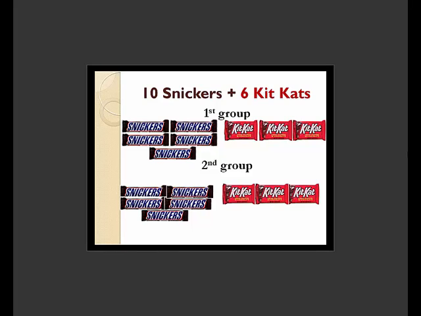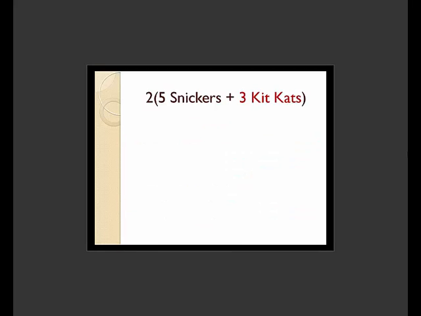So we can do this another way. We can do this using the distributive property. I'm going to use this 2. I'm going to distribute it. I'm going to give out a factor of 2 to the 5 Snickers and give out a factor of 2 to the 3 Kit Kats. It's going to look something like this.